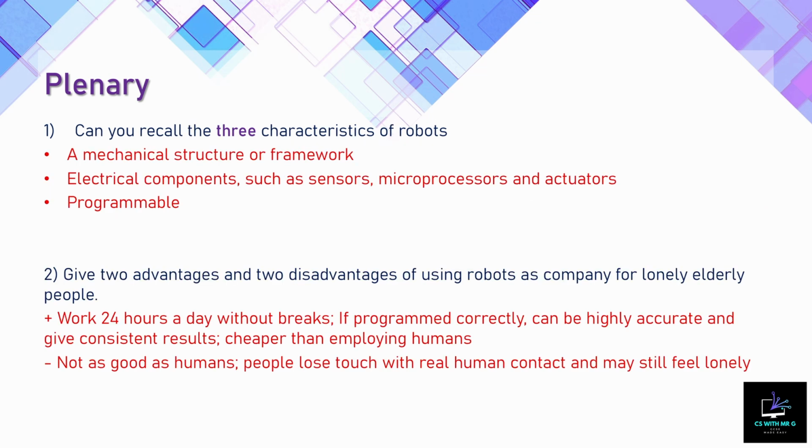So nice and easy, the 3 characteristics: mechanical structure or framework, nice and easy. The 3 components: sensors, microprocessors, and actuators, just like an automated system. And finally, they are programmable to follow instructions set by us.